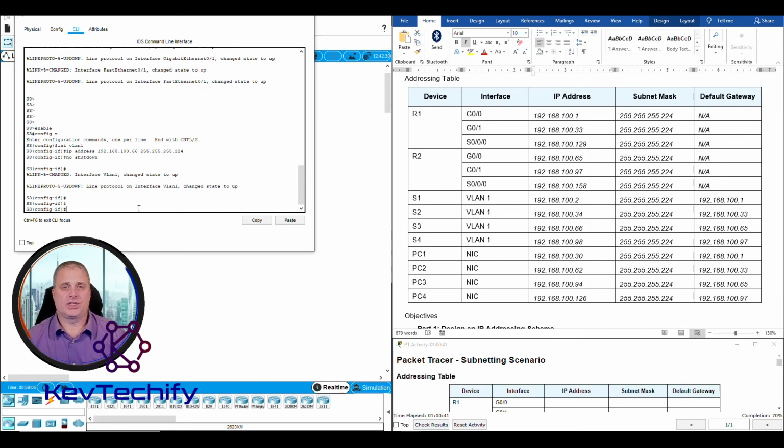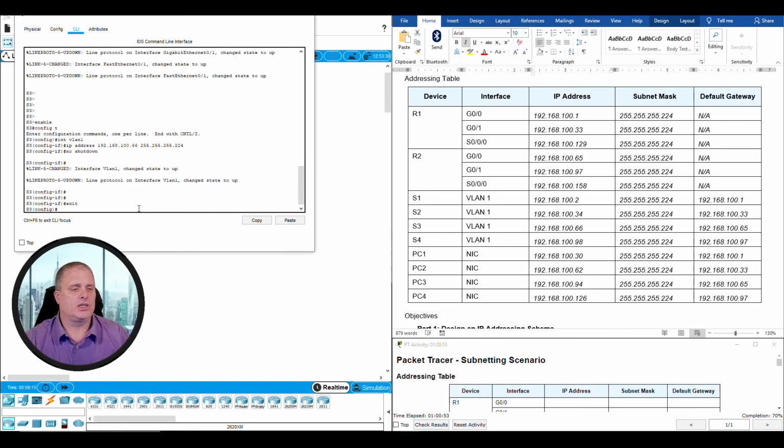Last thing we have to do is set our default gateway. Once again, the default gateway applies to the entire device, does not apply to a specific interface. So we need to back out of the configuration of the interface. Go ahead and type exit once. Takes us to global configuration mode. Once again, you can tell that from our prompt.